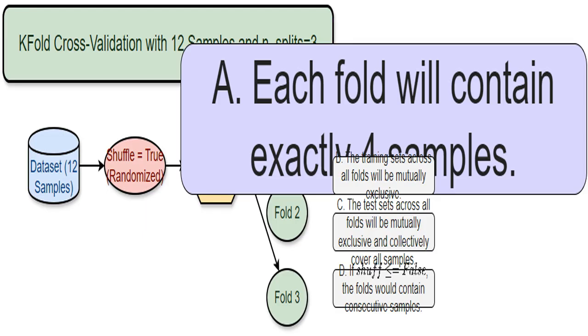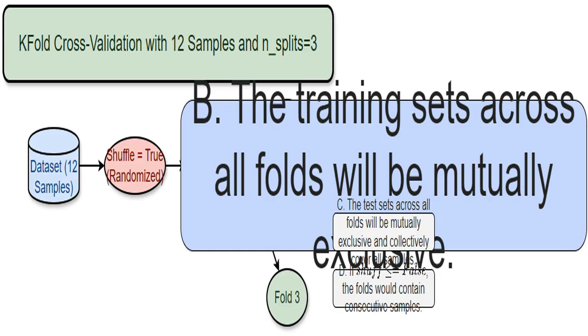Ideally, each fold would have 4 samples: 12 samples divided by 3 folds equals 4 samples per fold. However, because I'm using stratified KFold cross-validation which maintains the class proportion in each fold, it's possible to have a slight variation in the number of samples per fold to maintain balance. This is false. The training sets will overlap because some data points will be in the training sets of multiple folds.